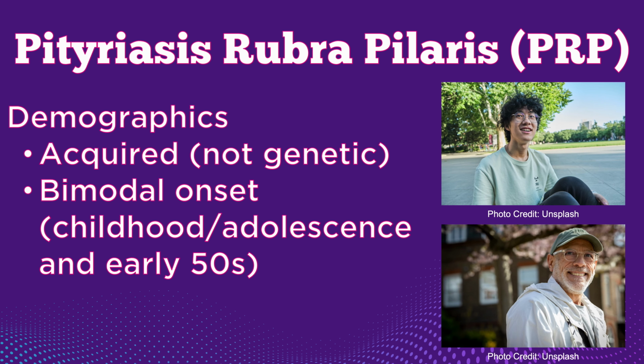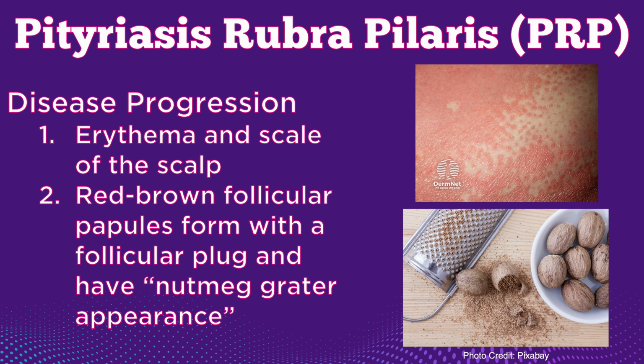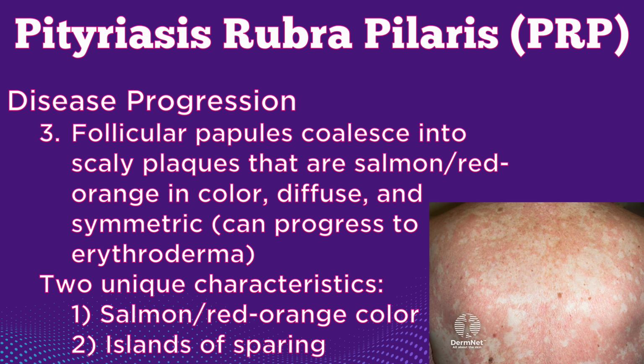PRP is usually acquired, meaning it is not genetic, and has a bimodal onset in childhood and adolescence, and then a second peak in patients' early 50s. The characteristic rash of Pityriasis rubra pilaris starts as erythema and scale of the scalp. Patients then develop red-brown follicular papules with a central keratotic plug that have a nutmeg grater appearance, which you can Google a picture of.